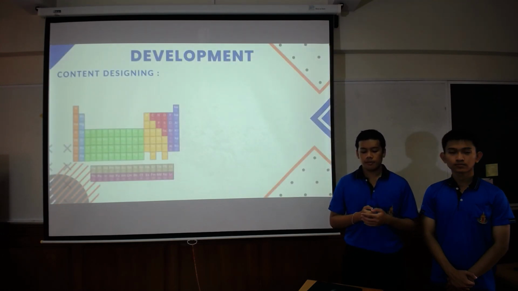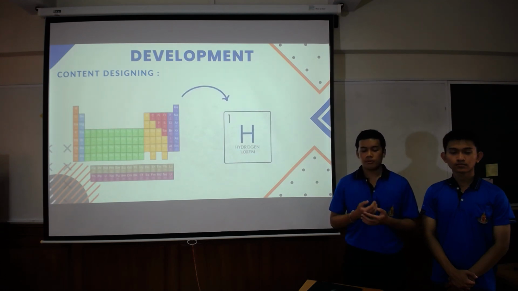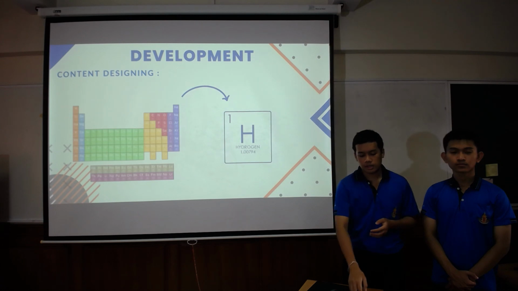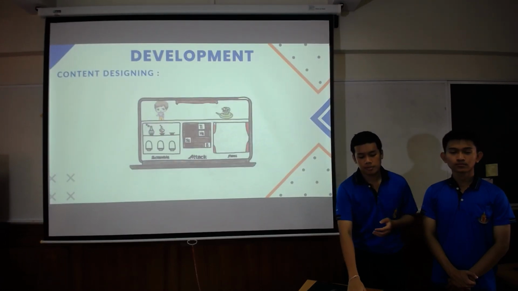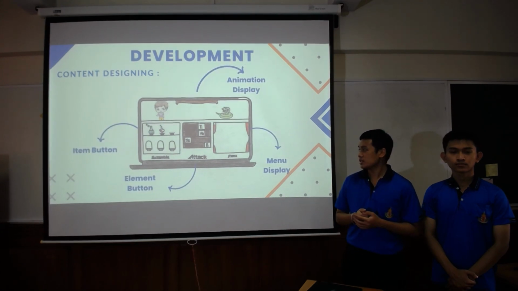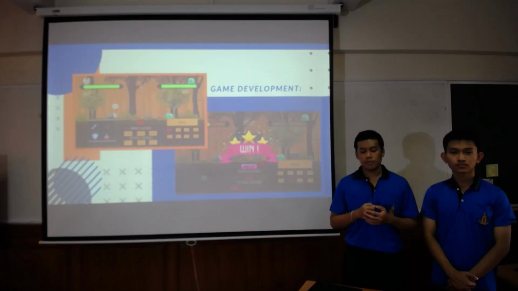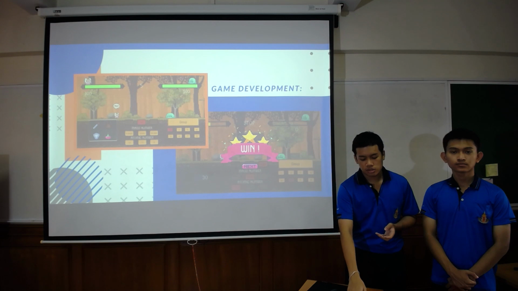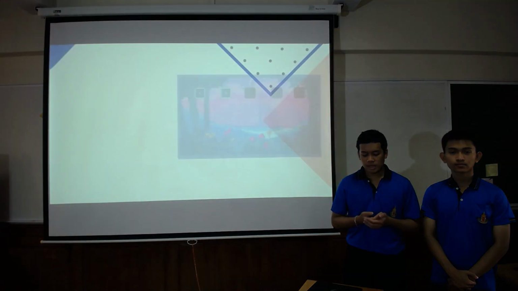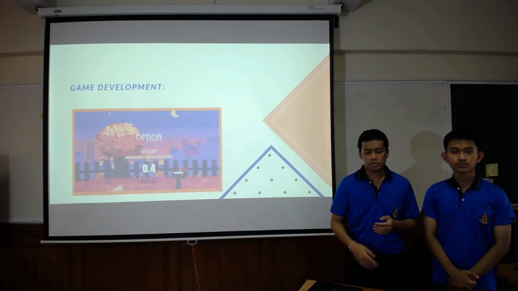The first part of the game development is content designing. The first step, we're going to collect some nuclear symbol information of elements, and the second step is sketching some interface of the game, and this is what we scheduled. The second part of the game development is developing everything that we have planned. Then these pictures are going to show you how the game looks, and you're going to see this again in the second part of the presentation.